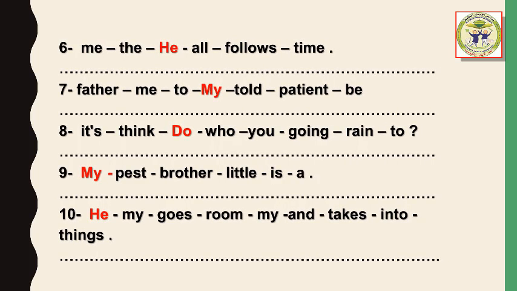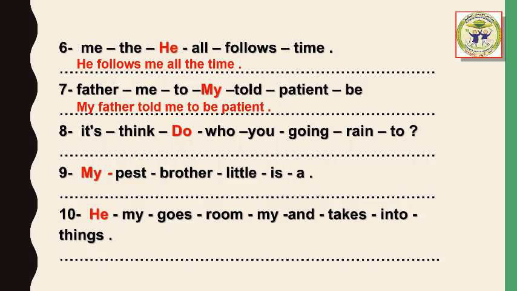Number 6, me, the, he, all follows time. You will begin your sentence with the pronoun he. So, what's your answer? Yes, he follows me all the time. Number 7, my father, me, to, my, told, patient, be. You'll begin your sentence with the possessive pronoun my. So, what's your answer? Yes, my father told me to be patient.